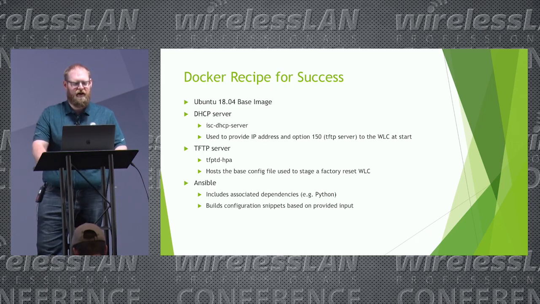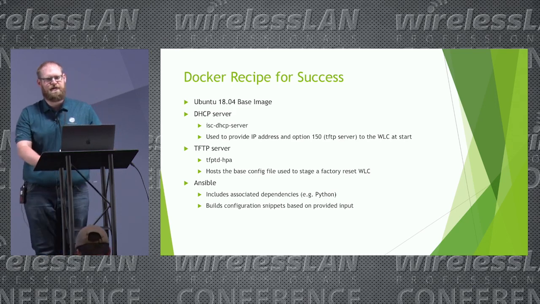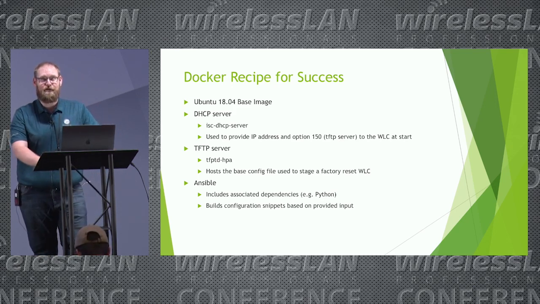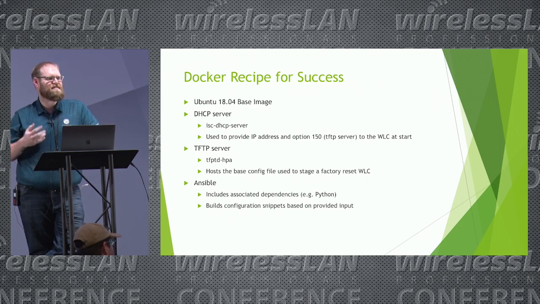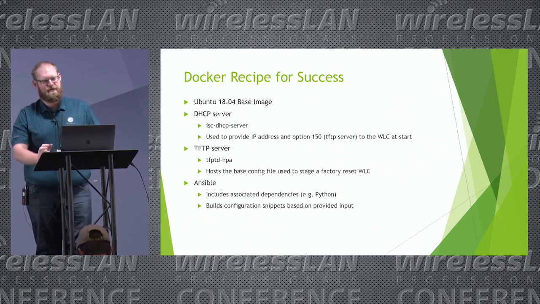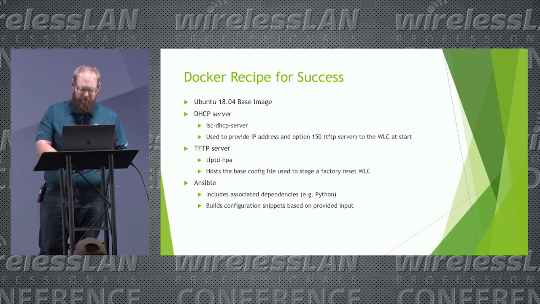So what's in my Docker? I am using an Ubuntu base image, and I have three things in there. One is a DHCP server, used to provide an IP address to my controller, and an option 150 to point my controller to the proper TFTP server. So I have a TFTP server as well. That hosts the base config file, used to stage my factory reset controller via auto install. And the third portion is Ansible and all of the dependencies it needs to run. I'm using that particularly to build configuration snippets based on a provided input file.